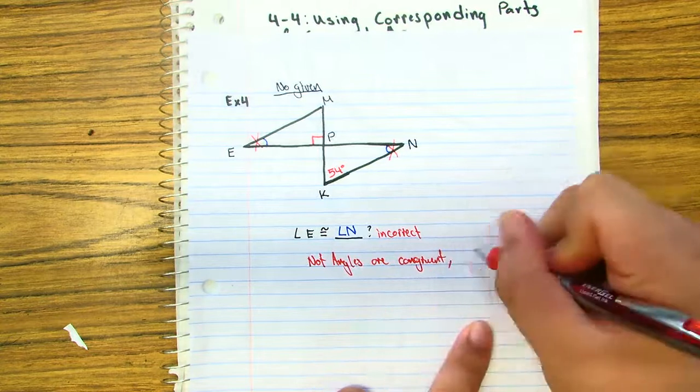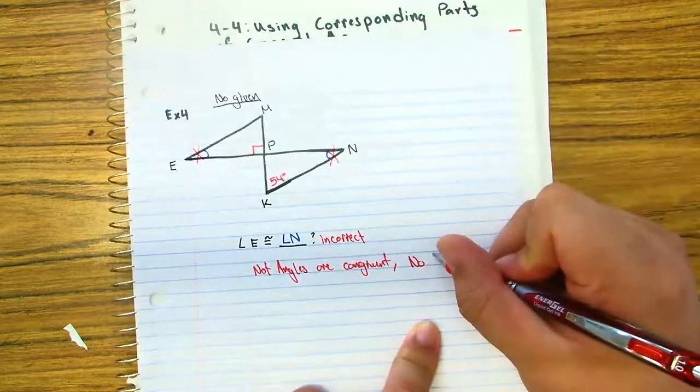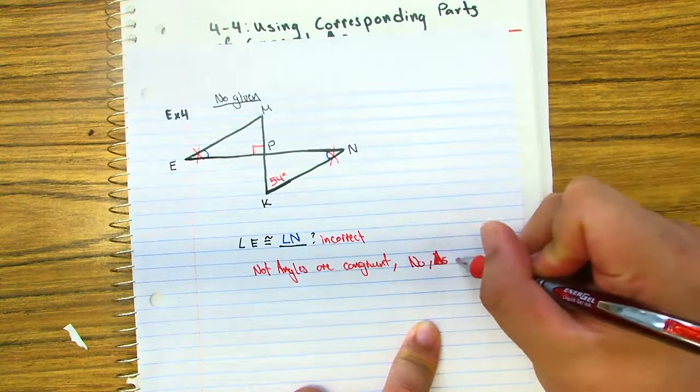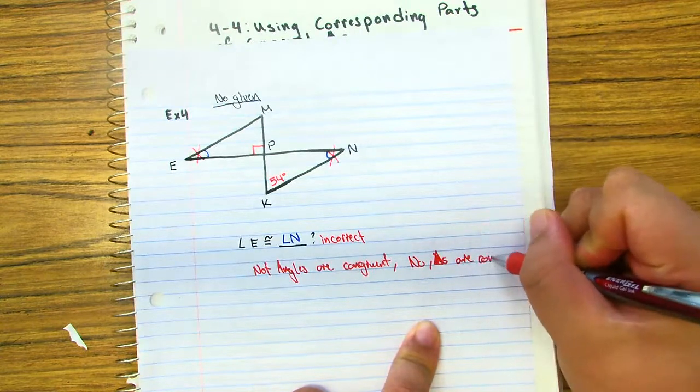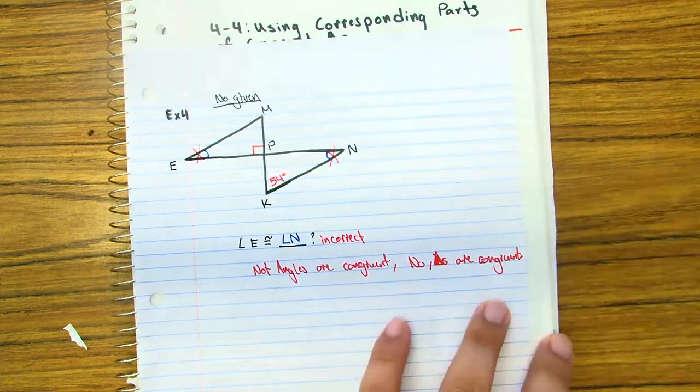Okay. Here you put no angles are congruent because no triangles are congruent. And that's how you do these questions.